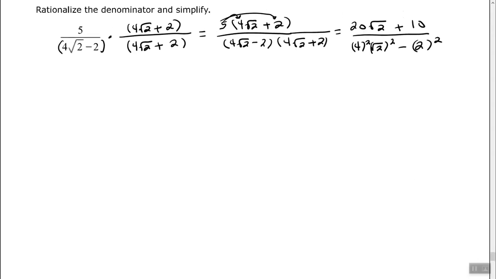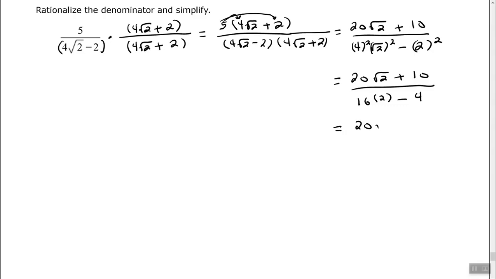Okay, so now we have 4 squared is 16. The square root of 2 squared is 2. And then a regular 2 squared, 2 times 2 is 4. So now we have 16 times 2 is 32. 32 minus 4 is 28.